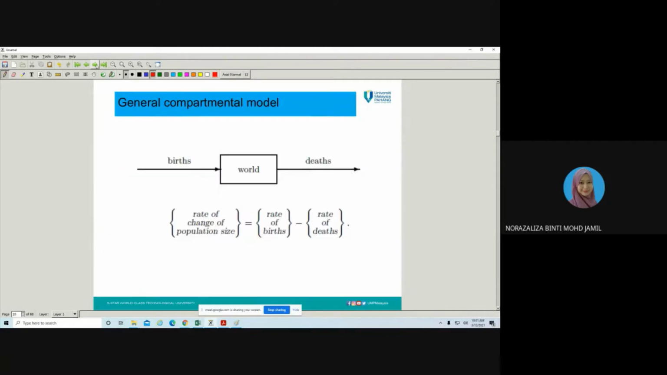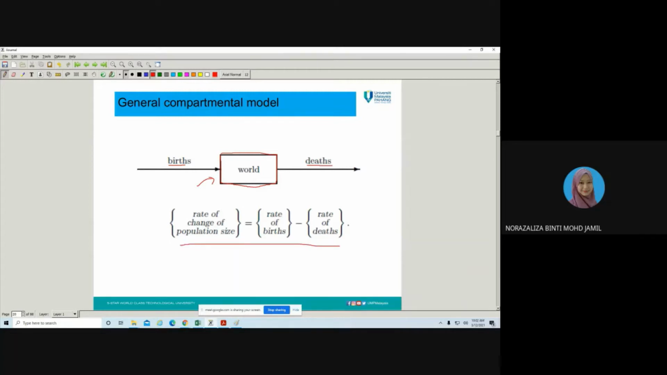Okay, the general compartmental model. The compartmental model is a model that is built using the concept of compartment. In this case, the compartment, we can say that world, the populations depend on the birth, and it will decrease due to death. From the compartment, we try to formulate into words. The rate of change of population size equals the rate of birth minus the rate of death.